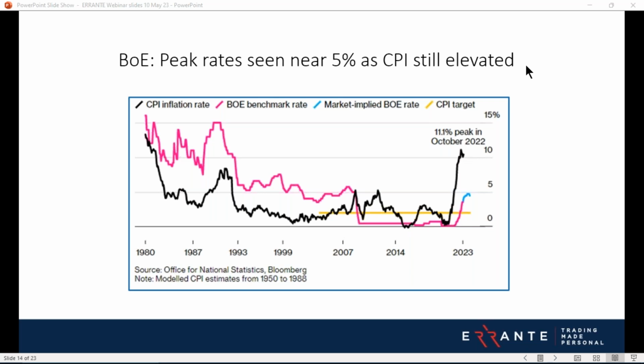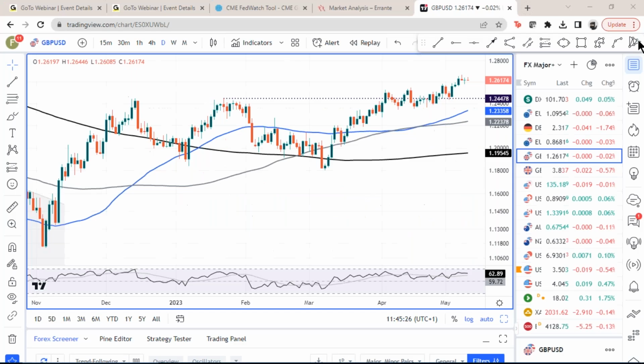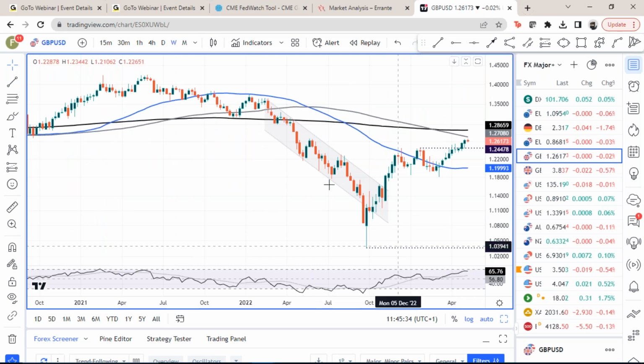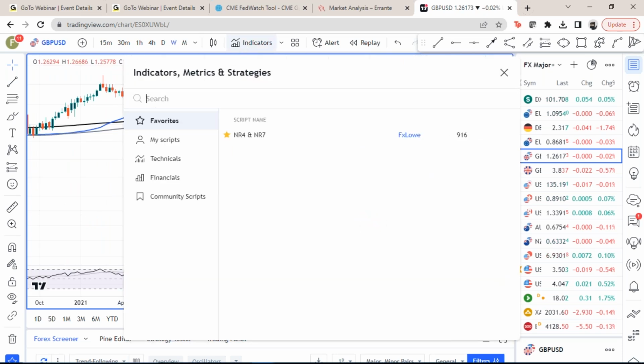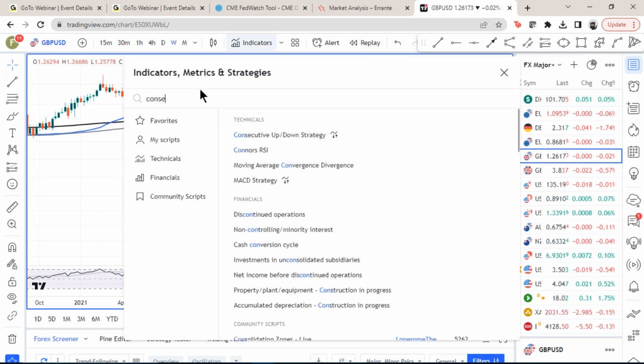Okay, let's just wrap it up with a quick look at cable. Just bear with me one second. I'll pull up the chart, which you can see here. So let's just go to the weekly, because we have this quite extraordinary, I haven't got it on here. Just bear with me one second.